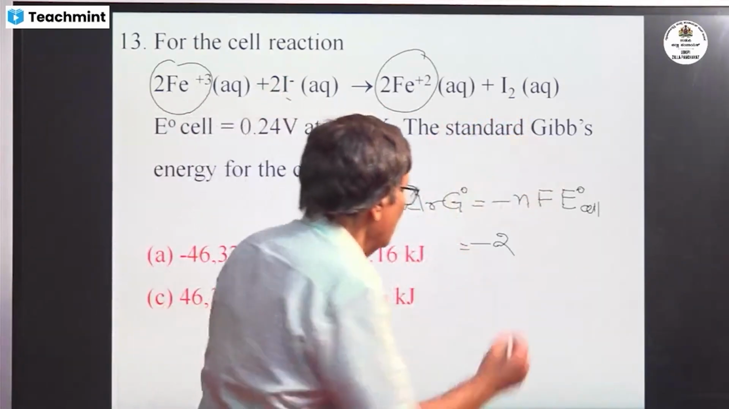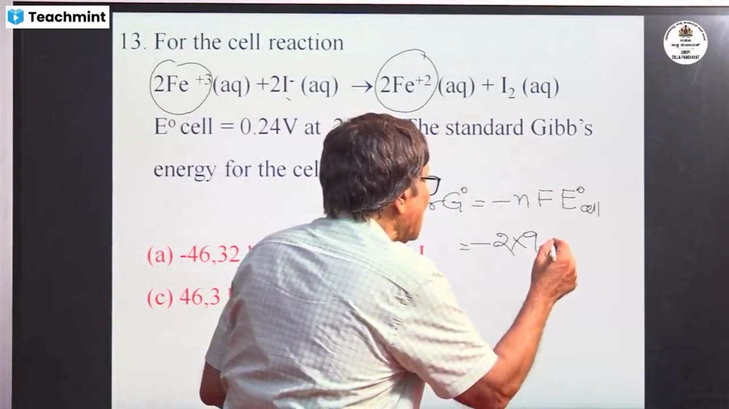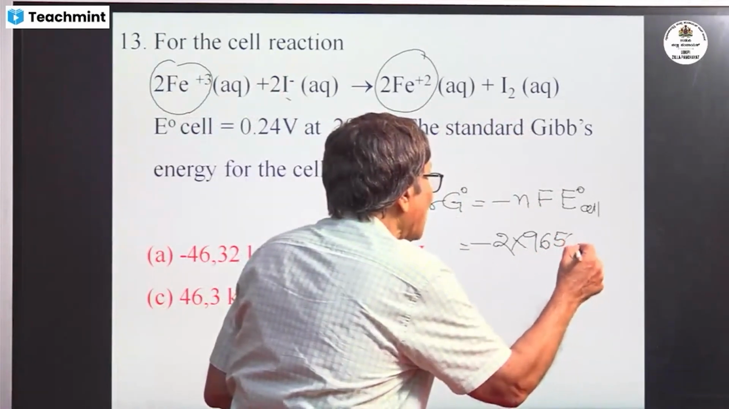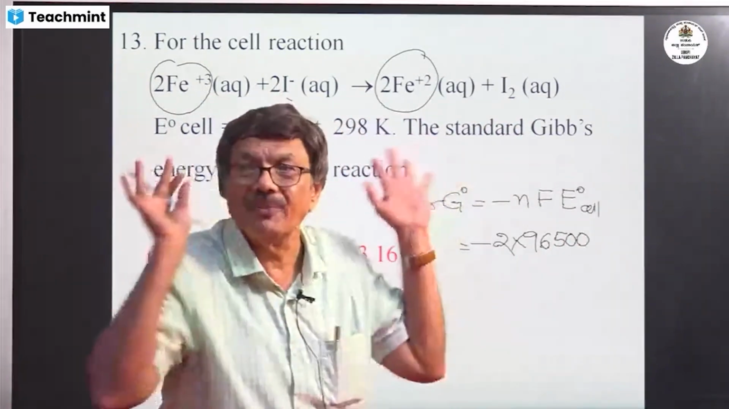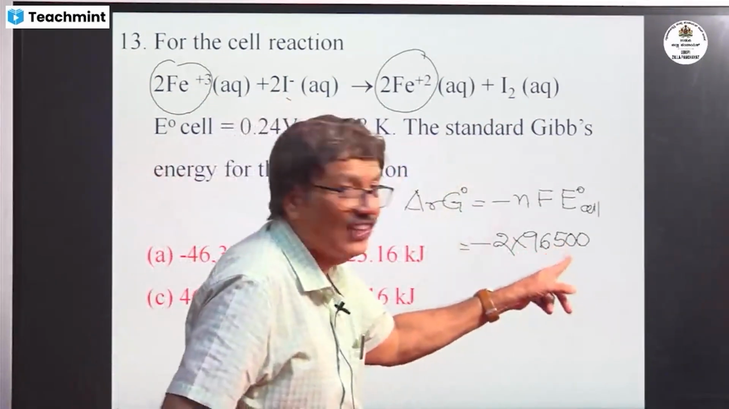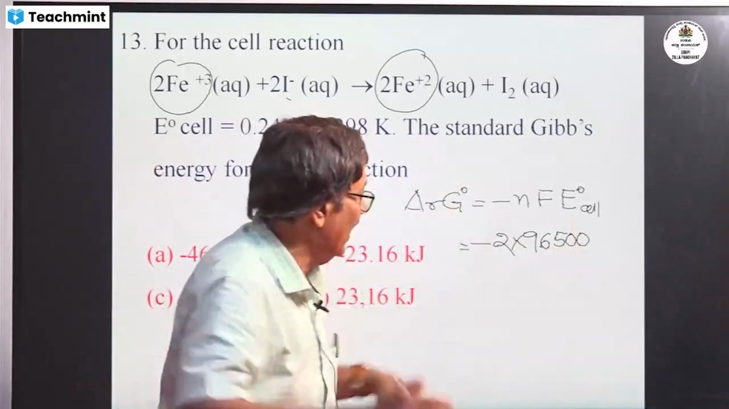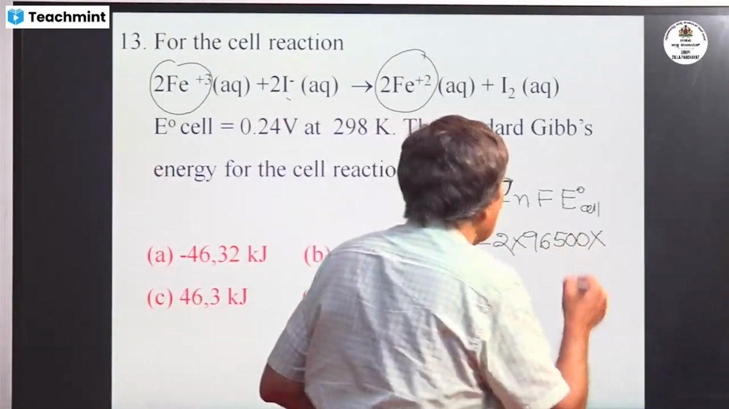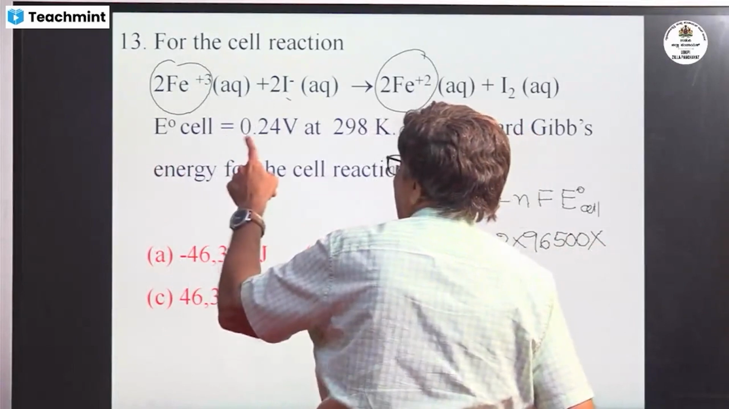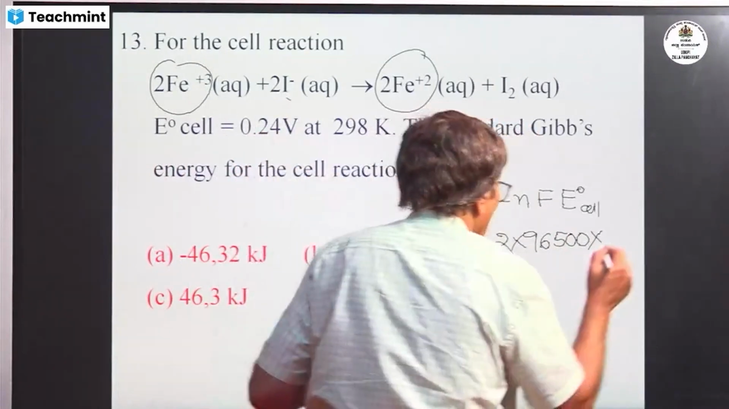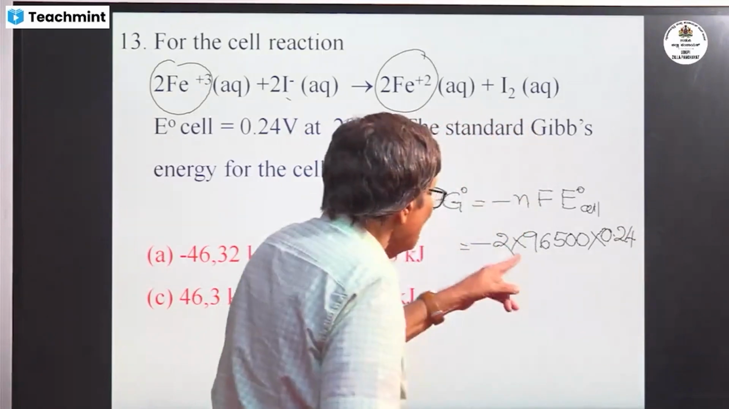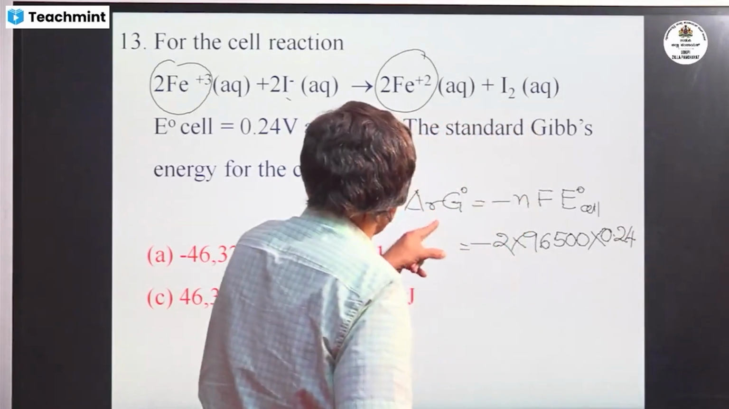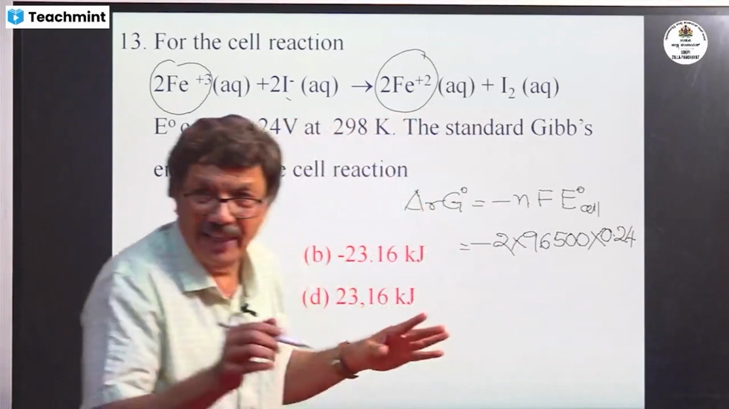I have taken this. F is 96,500. Actually, it is 96,487. But you can approximate it to 96,500. That's 1 Faraday. E naught of the cell, how much are they given? E naught of the cell is 0.24. What you are getting will be in terms of Joule.